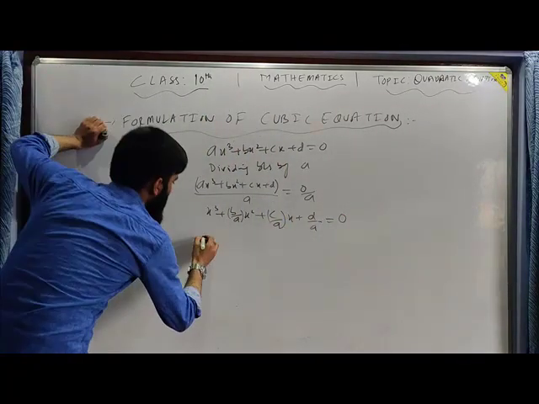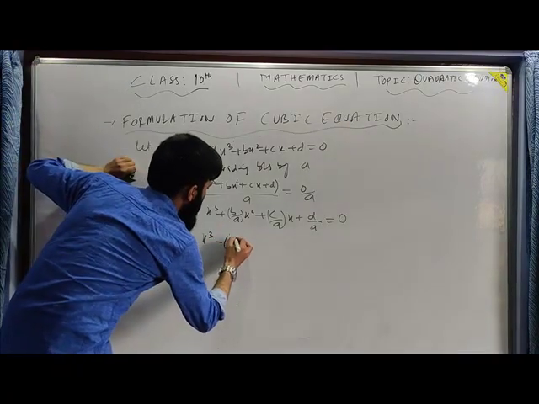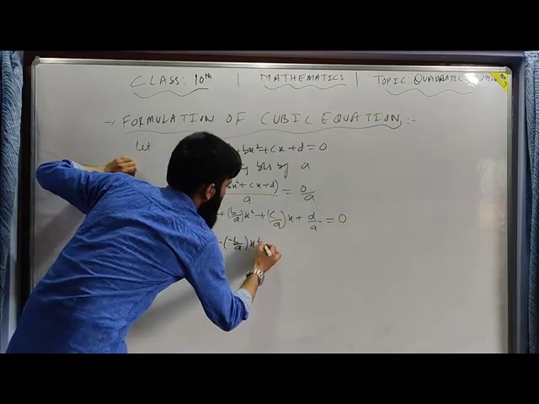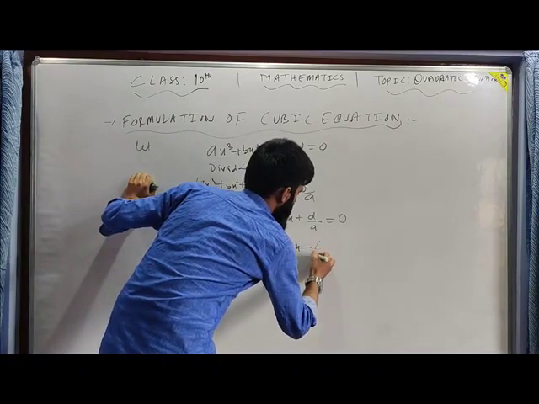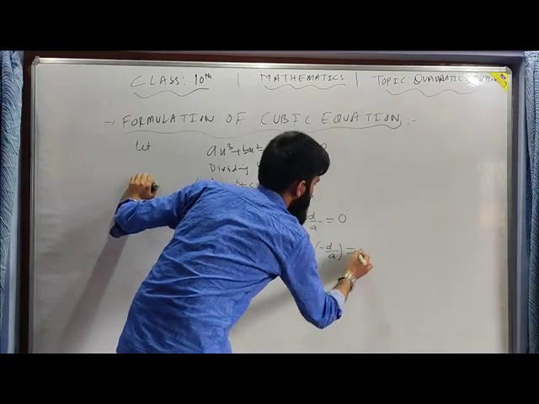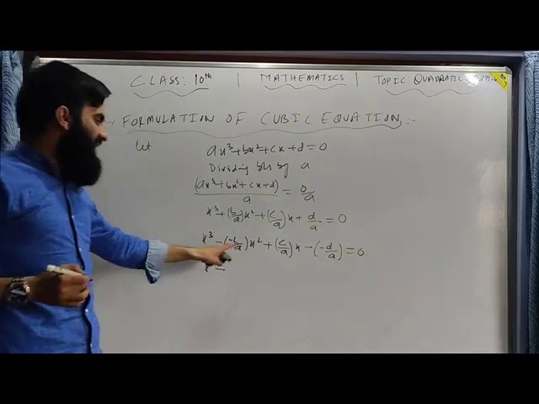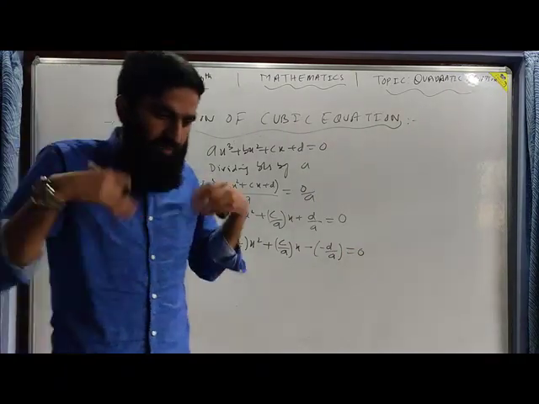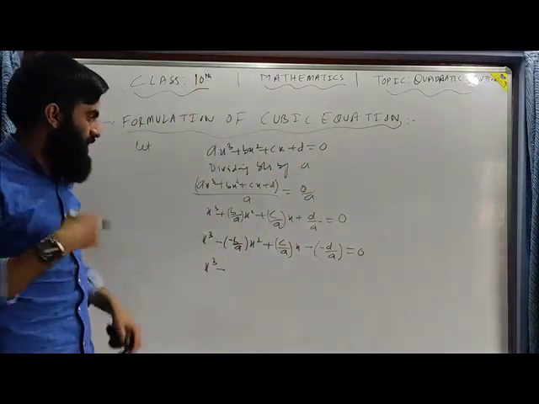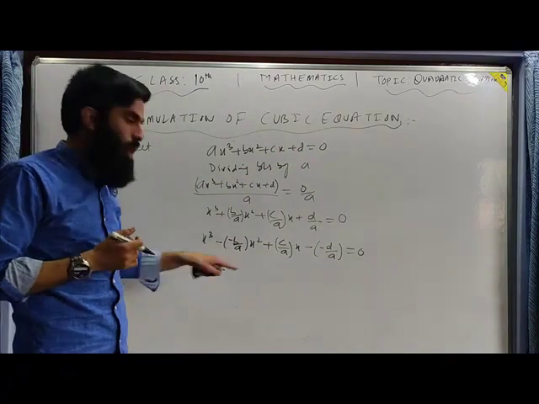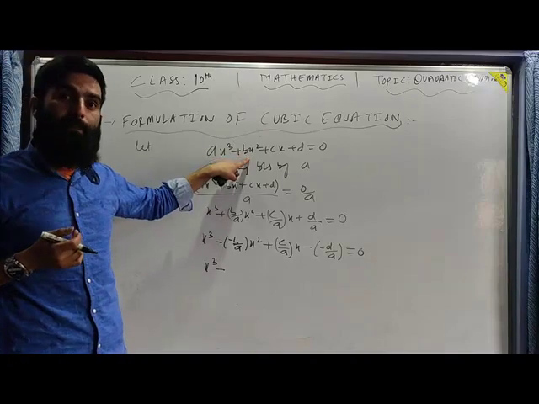Then we will have x cubed. For plus, we can write minus of minus b upon a x squared plus c upon a x. And for plus d upon a, we can write minus of minus d upon a is equal to 0. So x cubed minus of minus b upon a. If you just rewind your concept, you will come to know that minus b upon a is minus coefficient of x squared divided by coefficient of x cubed. That is basically the sum of roots.